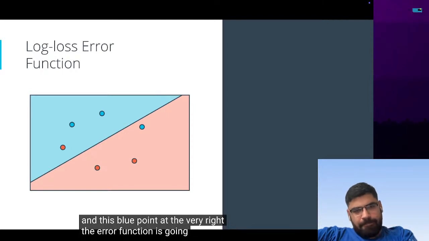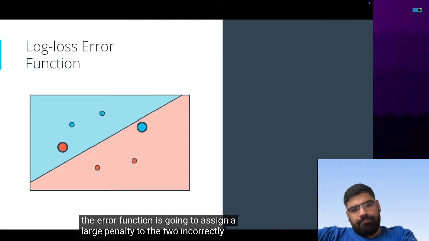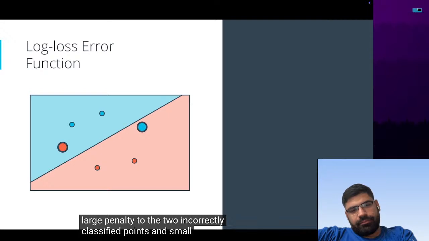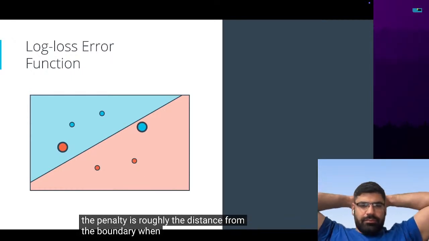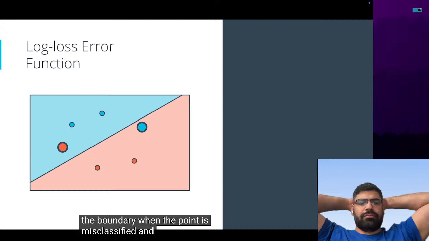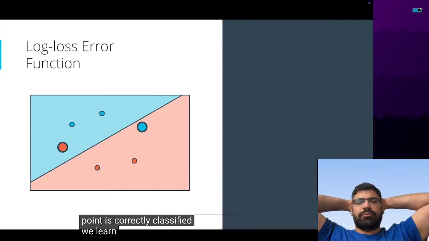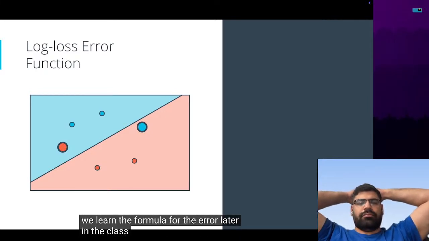The error function is going to assign a large penalty to the 2 incorrectly classified points and small penalties to the 4 correctly classified points. Here we are representing the size of the point as the penalty. The penalty is roughly the distance from the boundary when the point is misclassified, and almost 0 when the point is correctly classified. We learn the formula for the error later in the class.